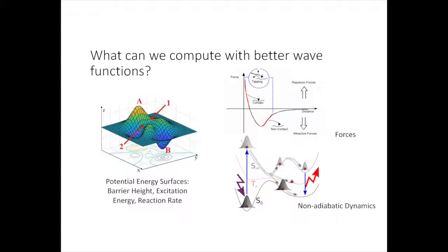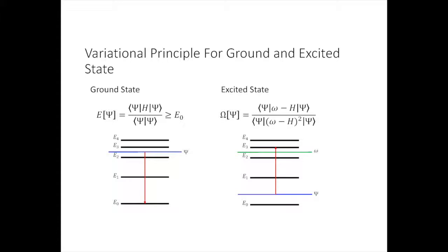Okay, so we haven't talked about how we're going to drag our wave function from the crude, presumably random initial guess to the exact, or close to exact, eigenstate of the Hamiltonian. The tool that we're going to use to drag our wave function to that state is called the variational principle. And there are different variational principles for the ground state and excited states.